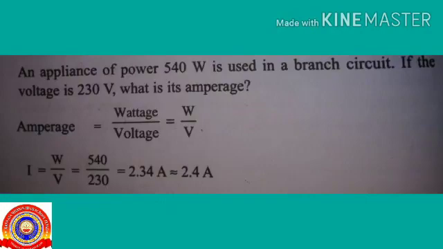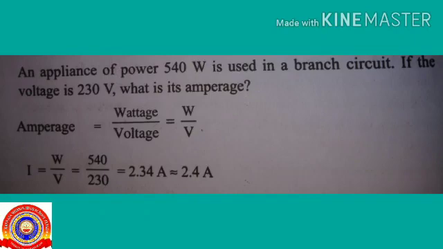Here is a question based on amperage. An appliance of power 540 watt is used in a branch circuit. If the voltage is 230 volt, what is its amperage? That is the question. So branch circuit means parallel circuit. Here the power of the appliance is 540 watt. So what is the equation for finding amperage? Amperage equals wattage divided by voltage.